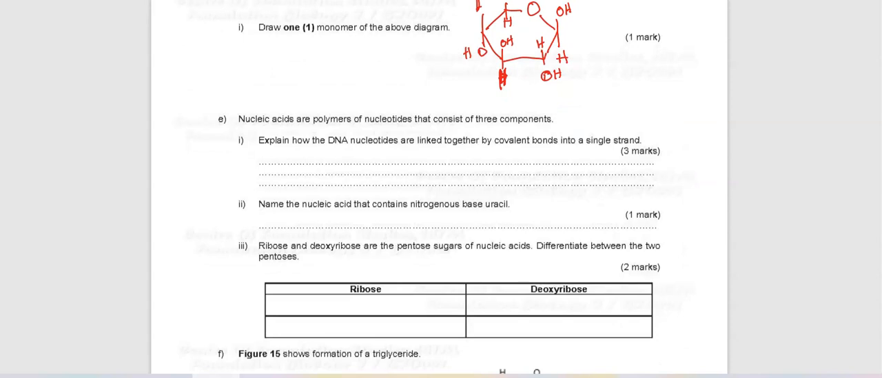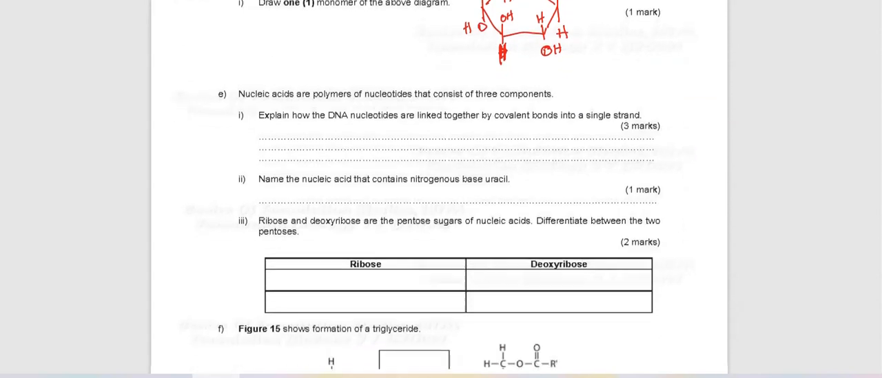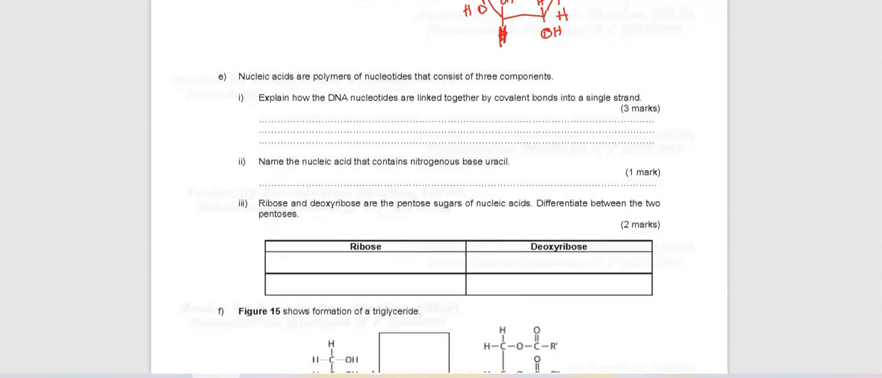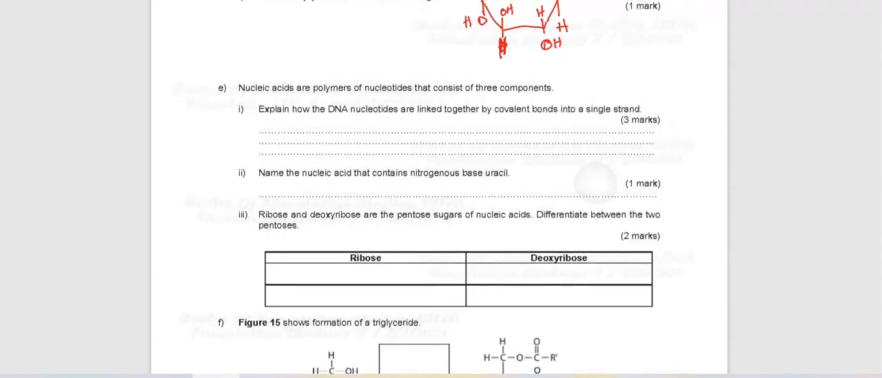Nucleic acids are polymers of nucleotides that consist of three components. We know that a nucleotide consists of a phosphate bonded to a pentose sugar bonded to a base.